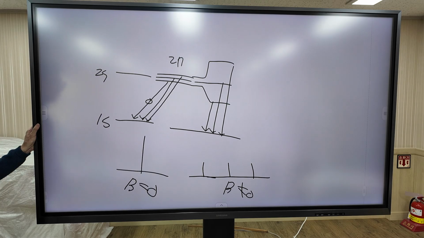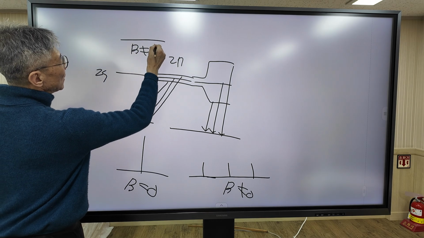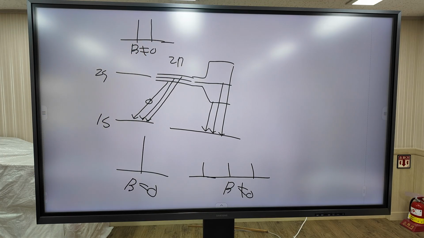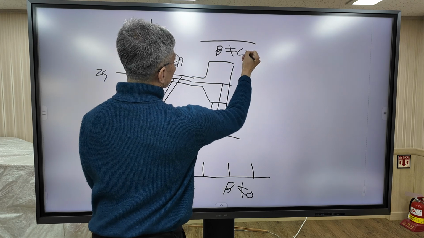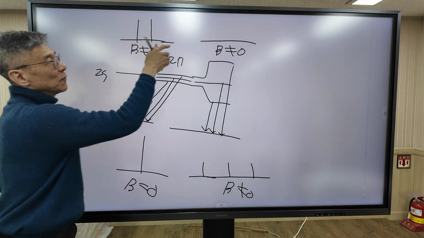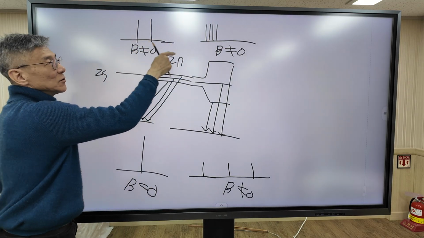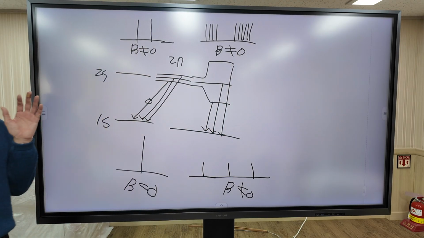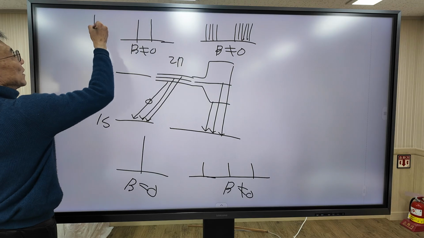This is a prediction, but according to actual experimental observation, even when a magnetic field is not applied, it is already split into 2 peaks. And when a magnetic field is applied, this peak splits into 4 peaks, and this peak splits into 6 peaks. A very complicated pattern appears. So this structure is called a doublet.